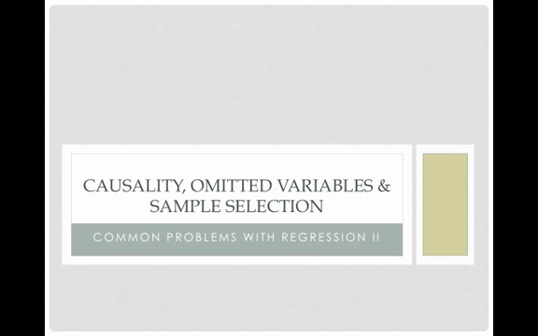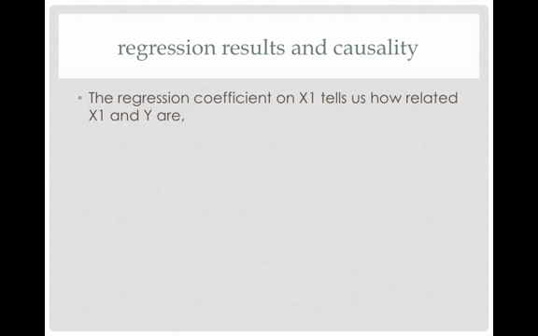Causality, omitted variables, and sample selection. Common problems with regression 2. Regression results and causality. The regression coefficient on x1 tells us how x1 and y are related.